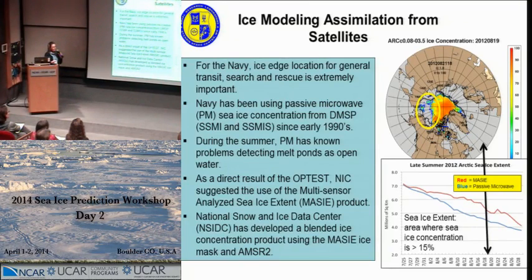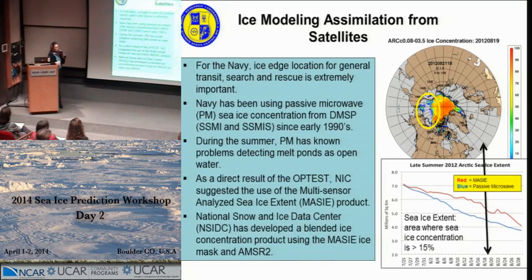So for the Navy, the ice edge location is extremely important. Ships can't get within a certain range from the ice. Again, it's important for submarines when they need to come up for daily communications or if there's an emergency and they have to surface quickly. But the Navy has used passive microwave SSMI, SSMIS ice concentration since the early 90s. We have used this data because we depend on data that is in real time. We can't use historical data for assimilation in our operational models.